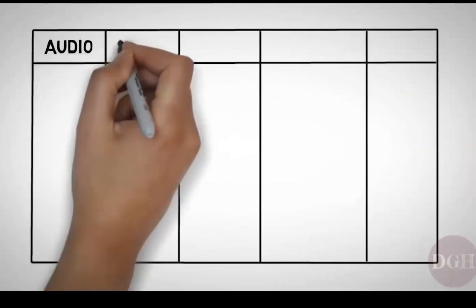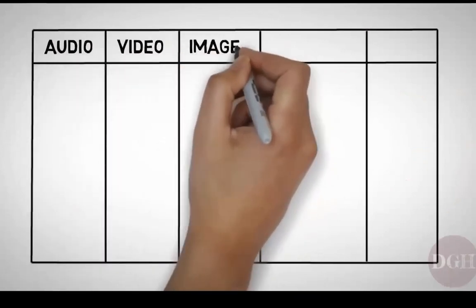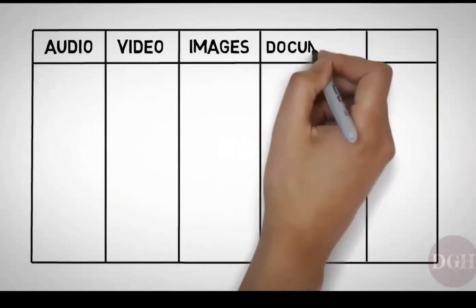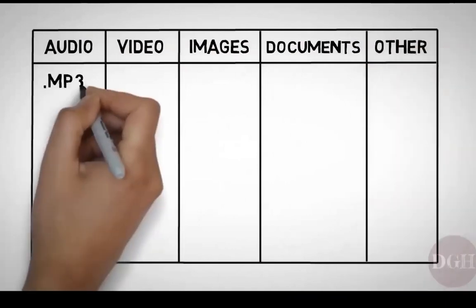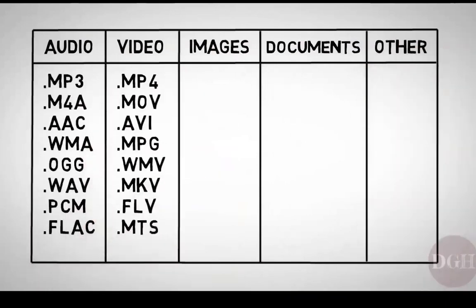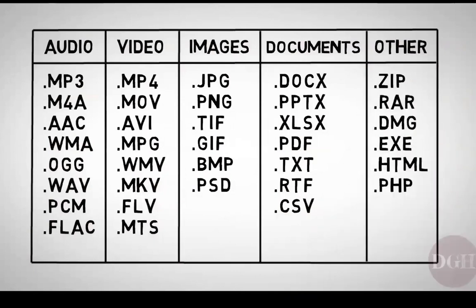We've got some that are for audio, some for video, some for images, some for a variety of types of documents, and then a few other important ones. This may look like a lot, but in reality, there are actually many, many more. You may be wondering why there are so many file extensions. Why are there a dozen different formats just to store one kind of data?